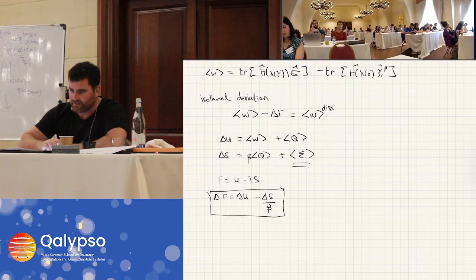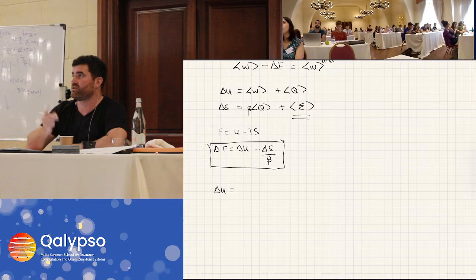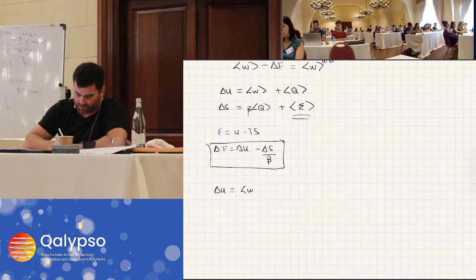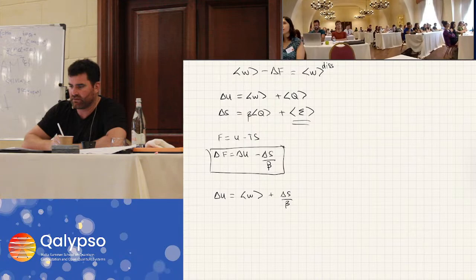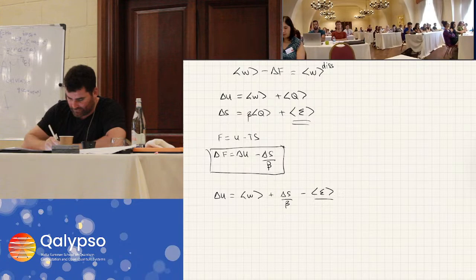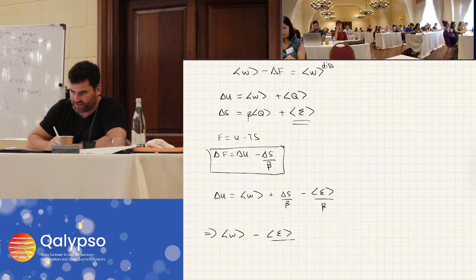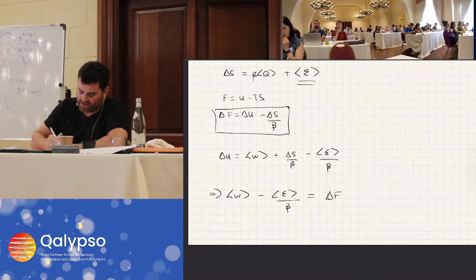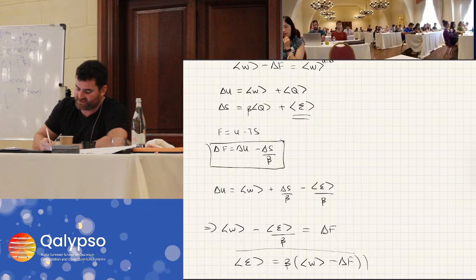So delta U is now, what I'm going to do is plug the second law into the first law through Q, right? So delta U is equal to the average work, and I'm substituting in the definition for Q coming from the second law, and I get plus delta S over beta minus the big sigma over beta, okay? This implies that the work minus the irreversible entropy over beta is equal to delta F. And what you can see is that now you get this quantity, which is exactly beta times the average work minus delta F. So this is the new thing that comes in this framework of a non-equilibrium transformation.